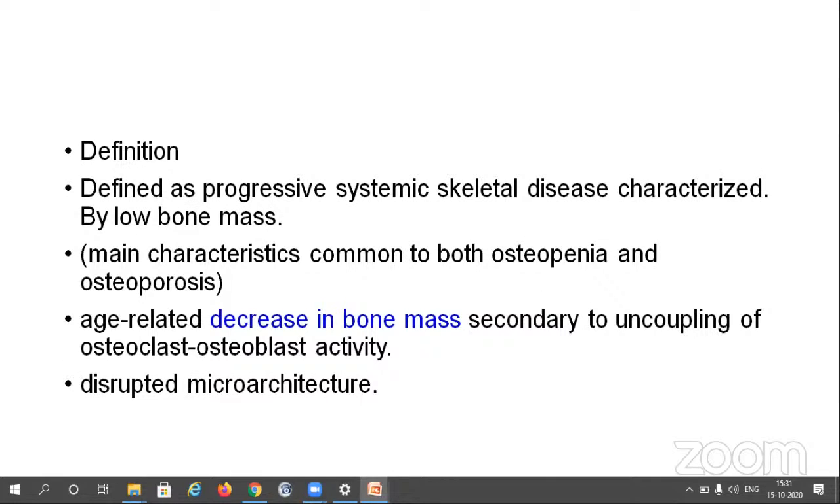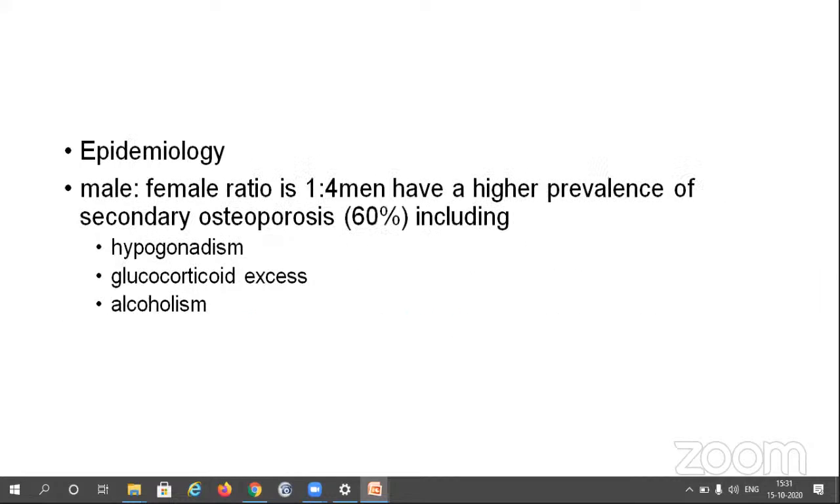Osteoporosis is defined as a progressive systemic skeletal disease characterized by low bone mass. Its characteristics resemble osteopenia. It is an age-related decrease in bone mass secondary to uncoupling of osteoclast and osteoblast activity. Due to this, it causes disrupted microarchitecture of the bone.